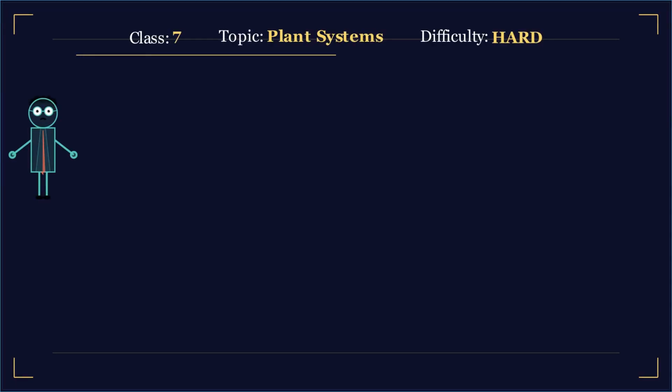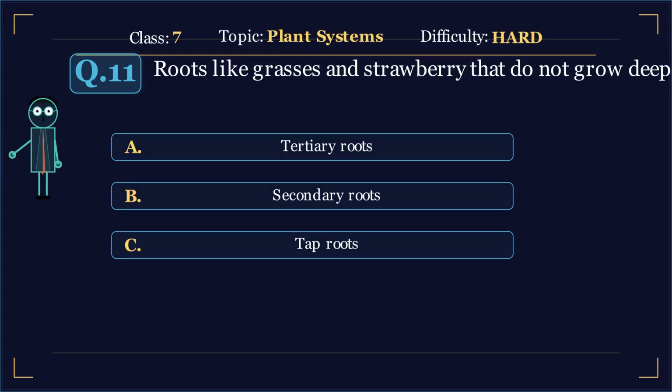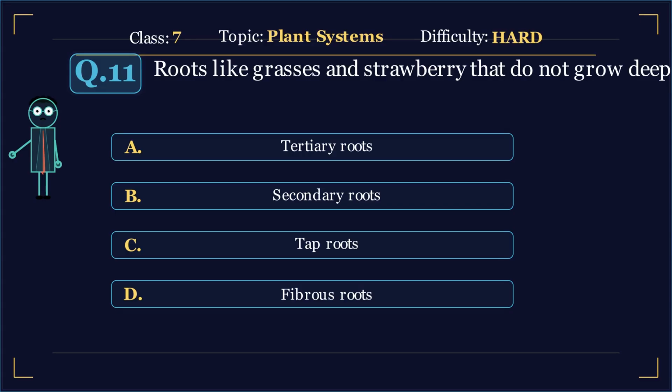Question 11. Roots like grasses and strawberry that do not grow deep are called: Option A, tertiary roots. Option B, secondary roots. Option C, tap roots. Option D, fibrous roots. The correct answer is option D.